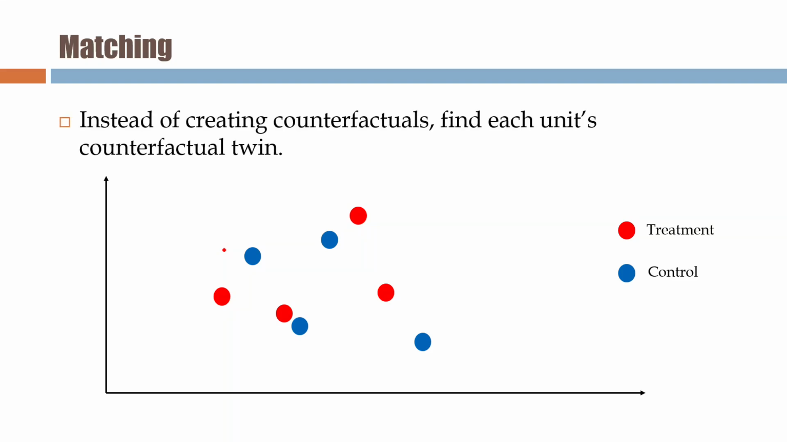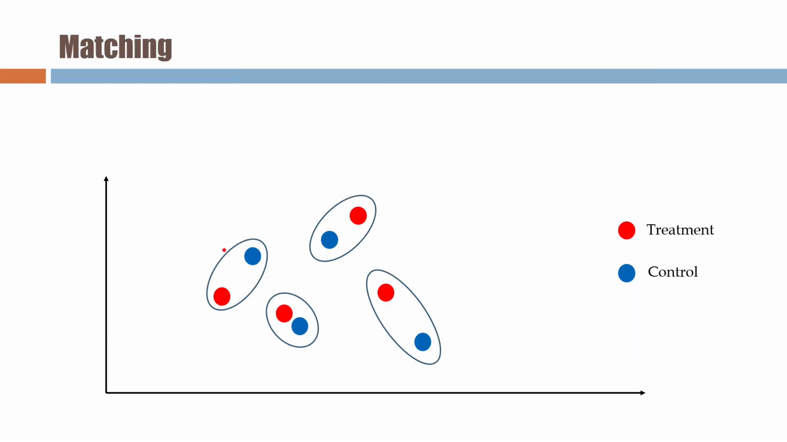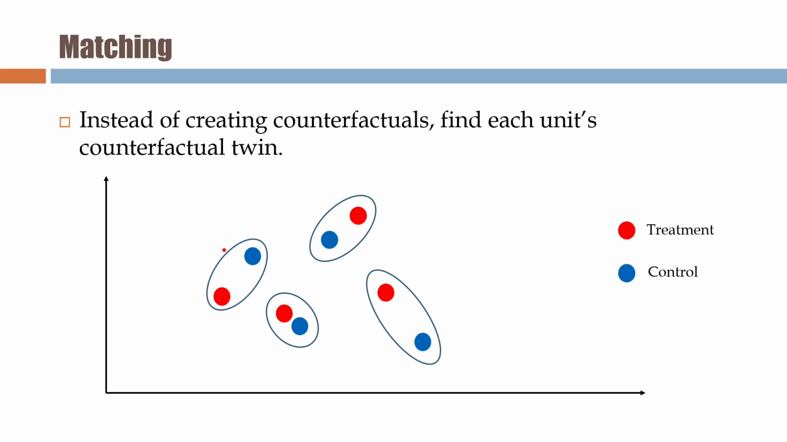Okay, so matching. This is still the covariate adjustment. Instead of predicting the counterfactual using machine learning or any prediction model, we are creating a counterfactual using the data I have. So matching means it's matching this way. Instead of creating the counterfactual, we find each other's counterfactual twins.